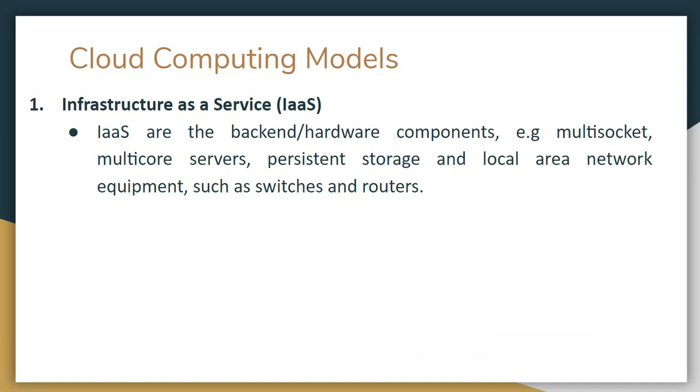Number one, infrastructure as a service, IaaS. IaaS has the backend and the hardware components of the cloud. So you have the backend. The backend component is that component which users don't have access to, but they have access to the content of the hardware components. So that's what we call infrastructure as a service.